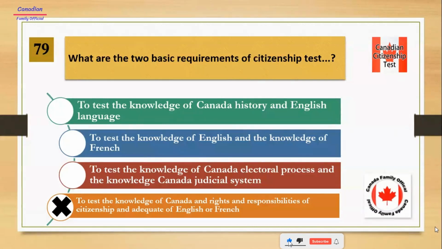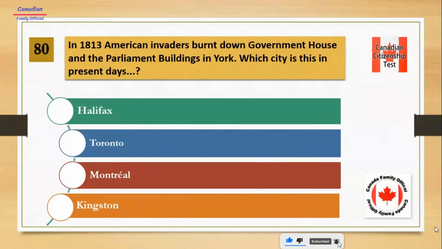or French. In 1813, American invaders burnt down Government House and the Parliament buildings in York. Which city is this in present day? Number 1, Halifax. Number 2, Toronto. Number 3, Montreal. Number 4, Kingston. And the answer is Toronto.